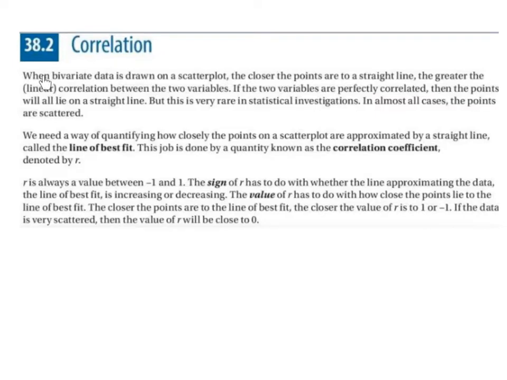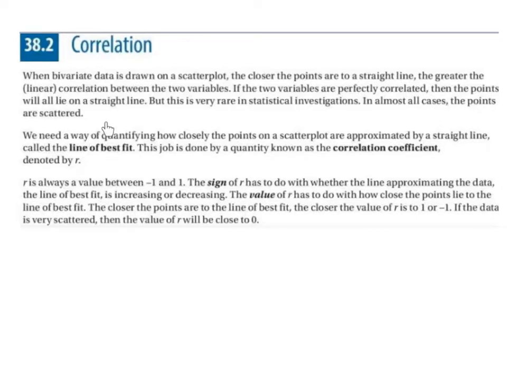Correlation. When bivariate data is drawn on a scatter plot, the closer the points are to a straight line, the greater the linear correlation between the two variables. If two variables are perfectly correlated, then the points will lie on a straight line. But this is very rare in statistical investigations. In almost all cases, the points are scattered.